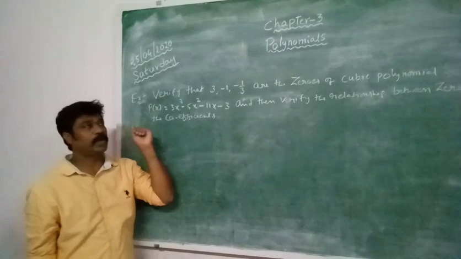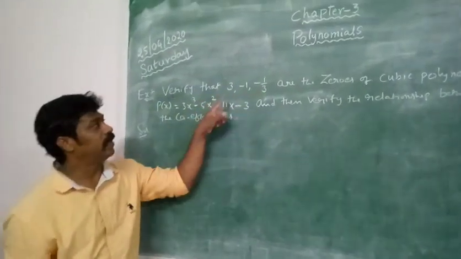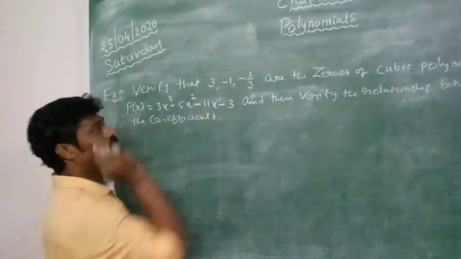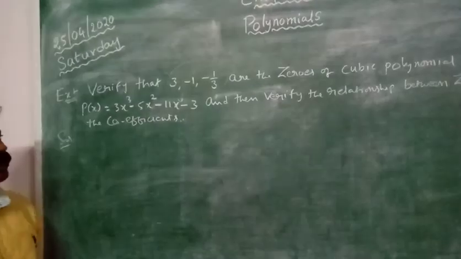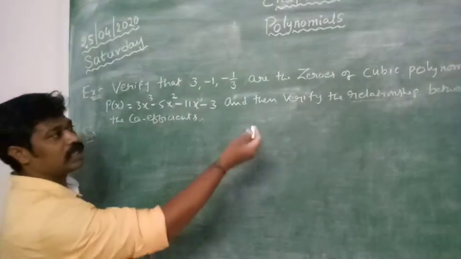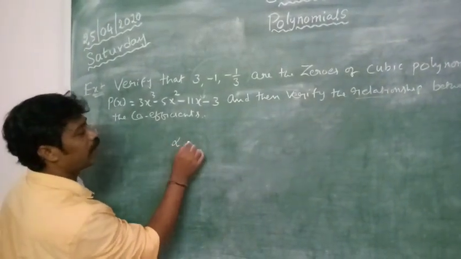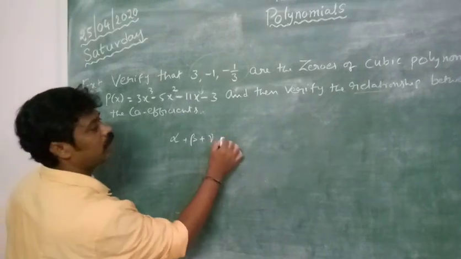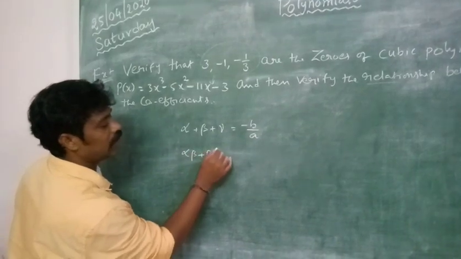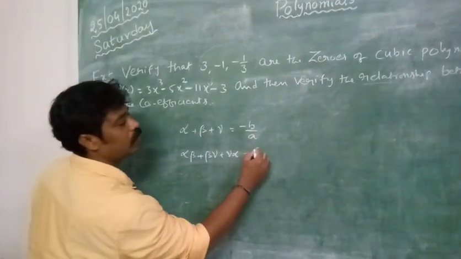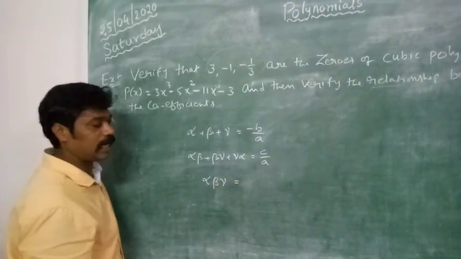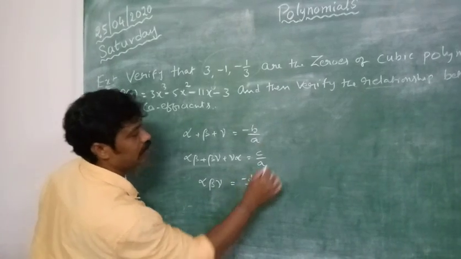Now let us see one example. We have to verify that the 3 given zeros, 3, minus 1 and minus 1 by 3, are the zeros of the given polynomial, and also verify the relationship between zeros and the coefficients. Just now we learned that we have to find alpha plus beta plus gamma, which is equal to minus b by a. Second, alpha beta, beta gamma and gamma alpha, whose value is equal to c by a. Then third, the product of zeros, alpha into beta into gamma, is equal to minus d by a. So we have to verify this.